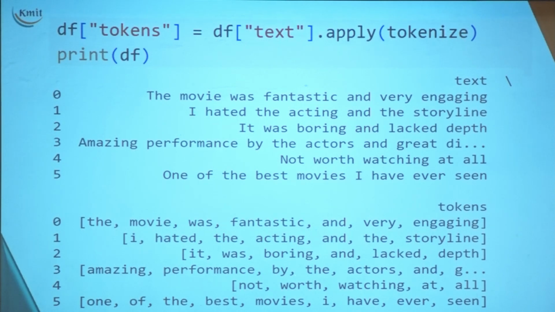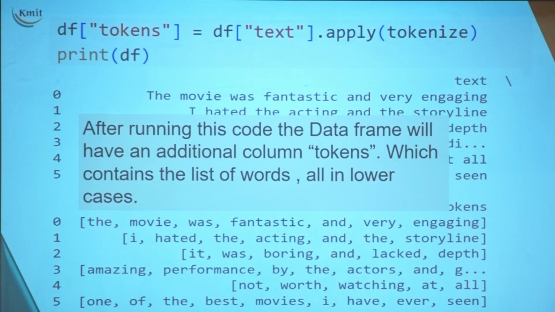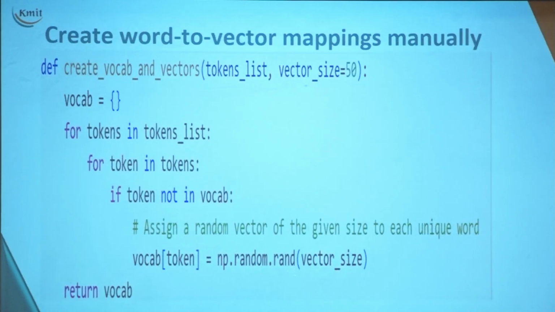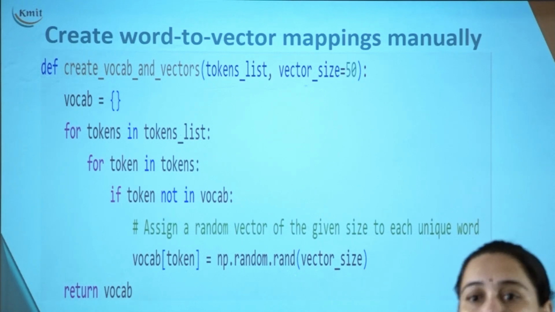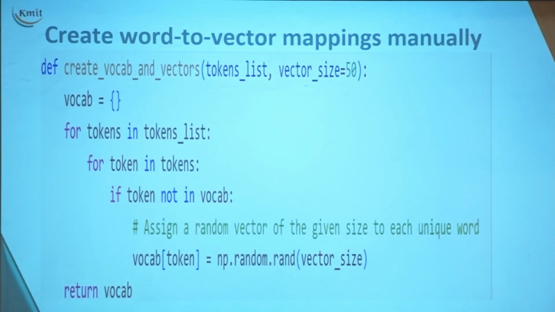Done? Once you are done with that, if you run this code, the data frame will have an additional column called tokens, which contains a list of words, all in lower case. So what two steps have you completed now? Tokenization and lower casing. Now, I am skipping lemmatization and stemming. It's up to you, you can do that. It's not always necessary, but tokenization is always necessary.